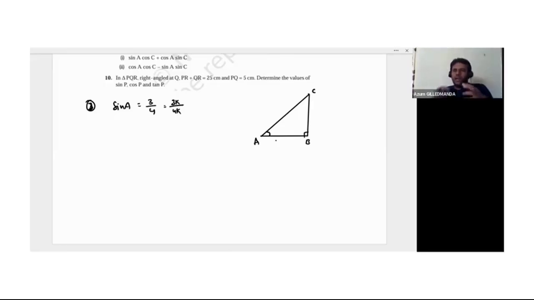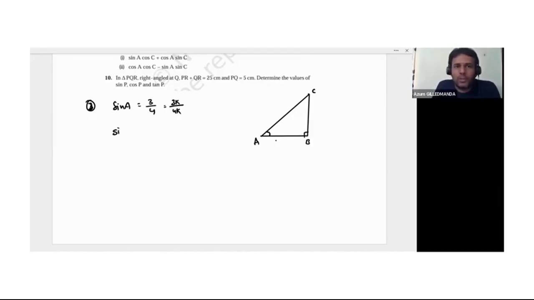Because when I have a ratio 3 by 4, it can be 6 by 8, any multiples of 3 and any multiples of 4, right? If I multiply 3 by 4 with 2, then it is 6 by 8. So I cannot quantify the length. So what I am saying is 3 into the same factor, k. 3k, 4k is my length of each side. So what is sin A?